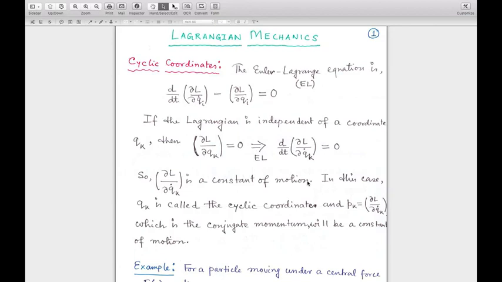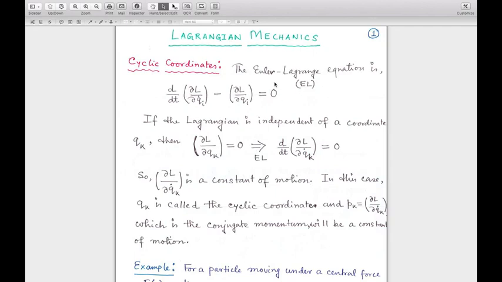Welcome to lecture number 7 of Physics 401A. In this lecture, we will mostly discuss different properties of Lagrangian formulation. We start by discussing the very concept of cyclic coordinates.